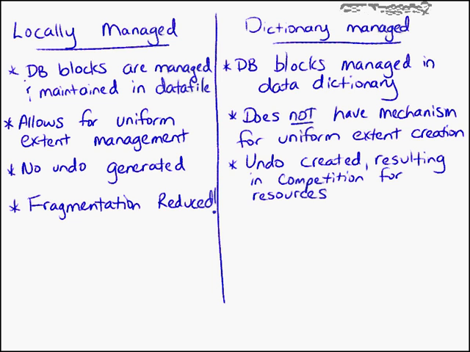Another advantage is that locally managed table spaces allow for uniform extent management. For example, you can specify when you create your table space that each extent that's going to be created is going to have the same size. Whereas with dictionary managed, you don't have that power. Now, what's the advantage of that? Well, uniform extent management allows the database to avoid fragmentation. Fragmentation is just when you have gaps in your extents. Bottom line is when your database is fragmented, you've got a lot of wasted space.